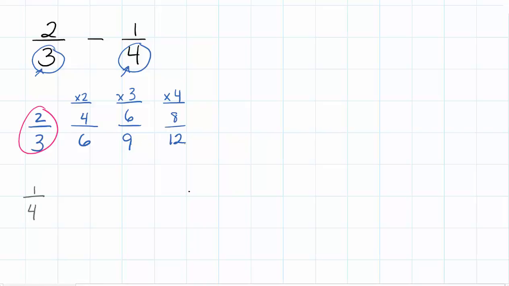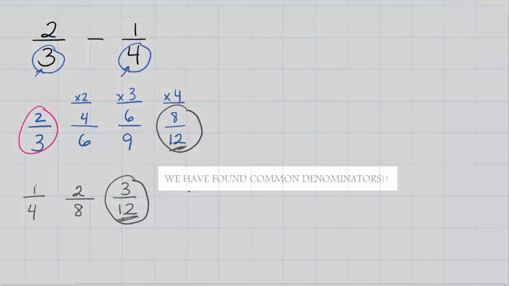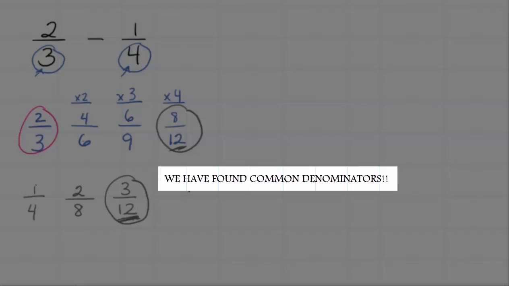There's no 4 in any of these denominators, so I got to change it here. I'm going to multiply both the numerator and denominator by 2. 1 times 2 is 2. 4 times 2 is 8. Well, 8 isn't a common denominator that matches up with any of these. So I'll try the next one. I'll multiply the numerator and denominator by 3. 1 times 3 is 3, and 3 times 4 is 12. I've seen that number before. 12 is our common denominator for each of these.